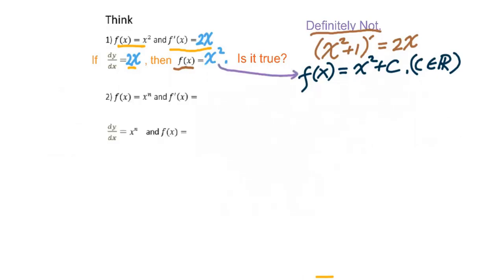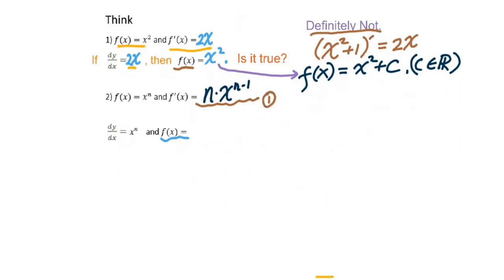Now let's go to the second one. If f of x equals x to the nth power, then f prime of x equals n times x to the n minus 1th power. So if dy by dx equals x to the nth power, what will f of x be? Since this process is a reverse of differentiation, it will be the reverse operation of this differentiation.